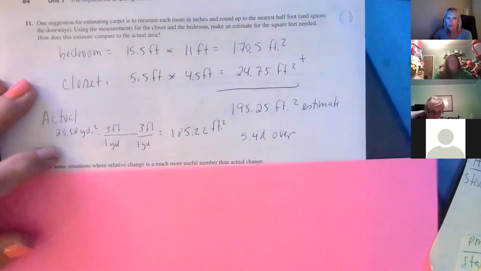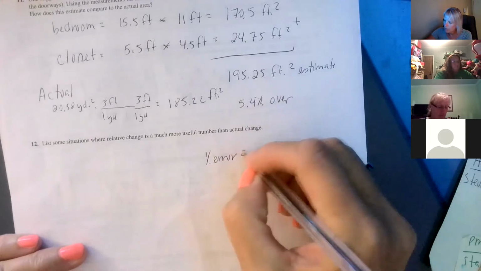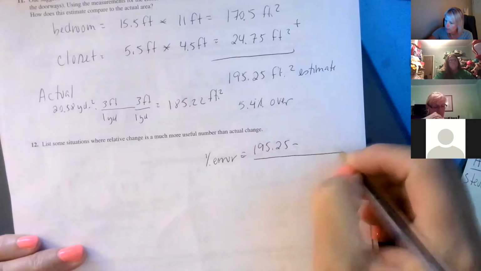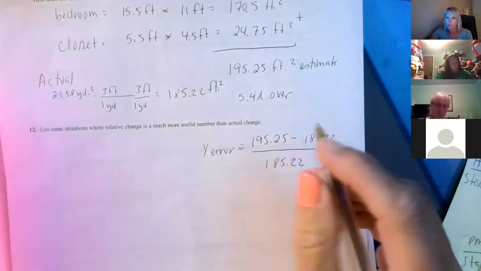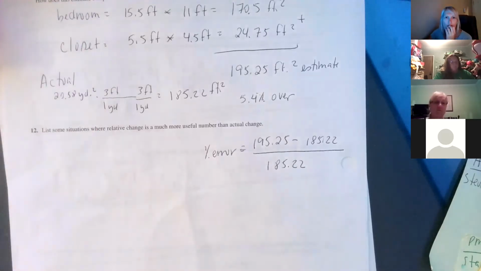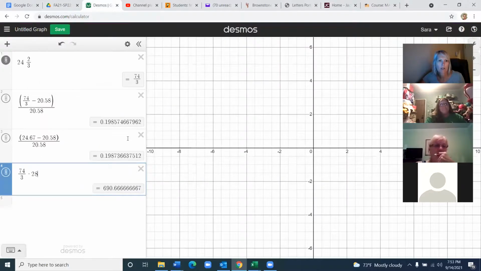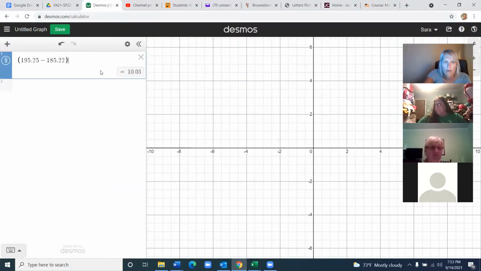And then if you do this as a percent error, we can do it down here. Our estimate would be 195.25 minus the actual of 185.22, over 185.22, if we follow the formula. And you can put it in Desmos just like that. So in Desmos, I usually do a parenthesis for my numerator, 195.25 minus 185.22, parenthesis, and then when I hit divide, it makes my fraction, and then 185.22.